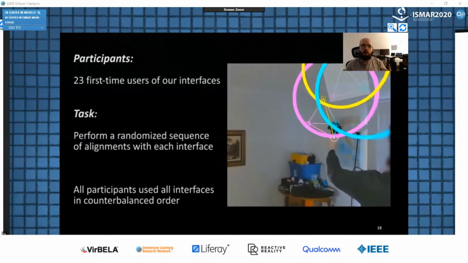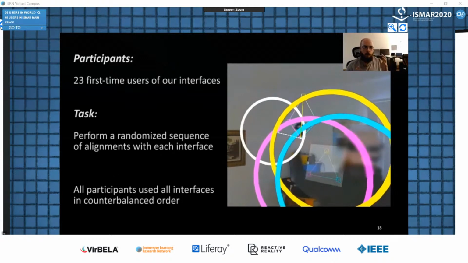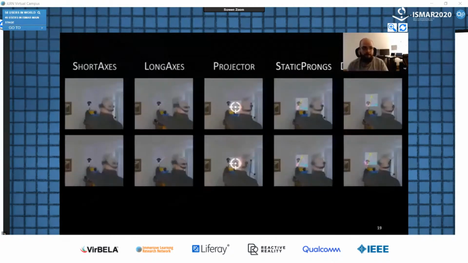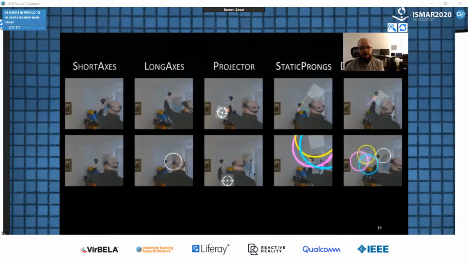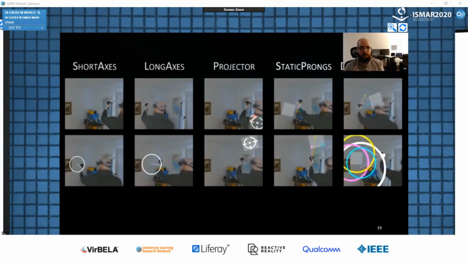The participants were encouraged to move the arms, move the head, walk around, modify the body pose in whatever way felt appropriate and natural to them. So here's all 10 of the interfaces that we ended up having. We structured the study as a two-way repeated measures ANOVA.